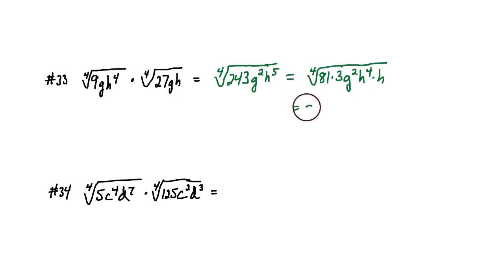The 4th root of 81 is 3. The 4th root of h to the 4th is h. The other things are going to stay in the radical. There's a 3, and there's a g squared, and there's an h.